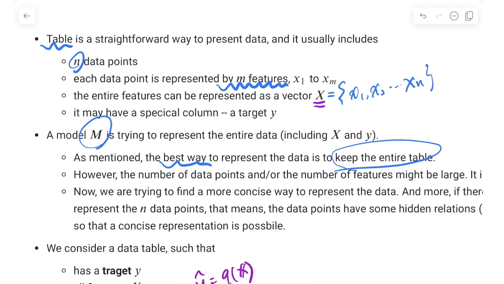From the memory perspective, we don't have such a big memory to store all the information of n and m, right? From the computation perspective, the table is too big for us to analyze and do computation. So it is not a feasible way to preserve all the data in the data table. So we need to find a more concise way to represent the data and to find the relationship between x and y.